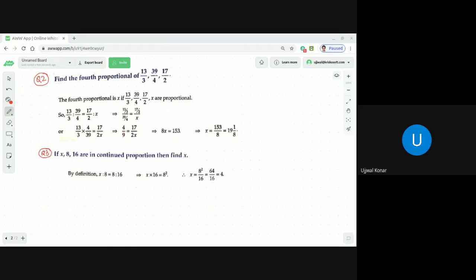Now I'm going to give you the next question that is also on continued proportion, but consisting of four quantities. So as you see in the question, if x, 5, 10, y are in continued proportion, then find the value of x and y. Yes, sir.